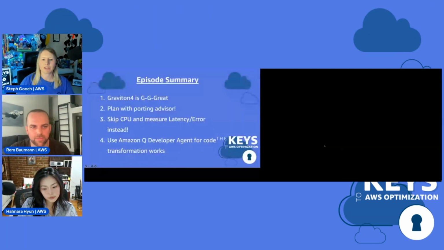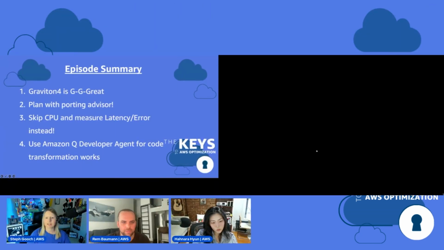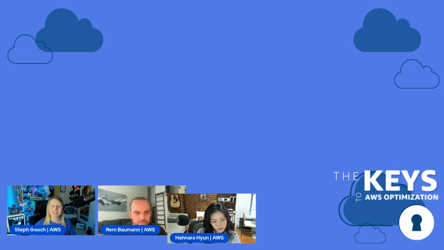Okay, let's do our quick summary. At the end of every session, oh, let me get this up. We always have a quick summary from Richard, a secret Richard summary. And of course, the screen's going wild and showing everything, but I'll just do it on this. Graviton is great. Plan with Porting Advisor, a really useful tool to get you started. Skip CPU and measure your latency and errors instead. And finally, use Amazon Q Developer Agent for code transformation because it works. I love it. Amazing.